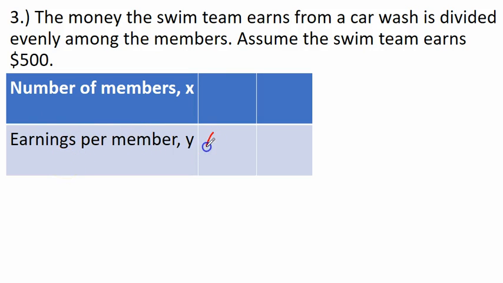The earning is 500. All we know is 500 that they make. Again, you can use any number. You can use 1,000. You can use whatever. Just assume any number, but we want to see the pattern. So now it depends on how many members.